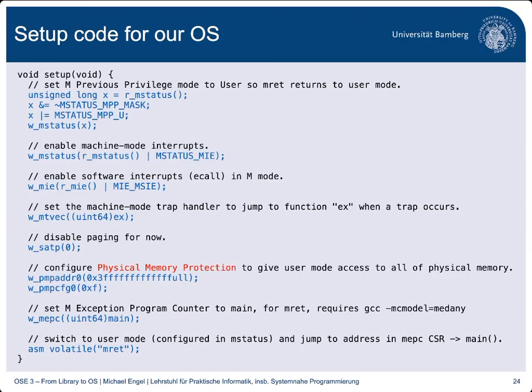So this is a bit of setup code, also taken from the XV6 OS. We start by reading our CPU status register, and we say we want our previous mode, which never existed, so we fake our previous mode to be the user mode. So that's the mStatus MPP U up there. We write it to mStatus using the function w_mstatus, which we'll take a look at later. And then in the next line, we enable the interrupts by writing the mStatus register again.